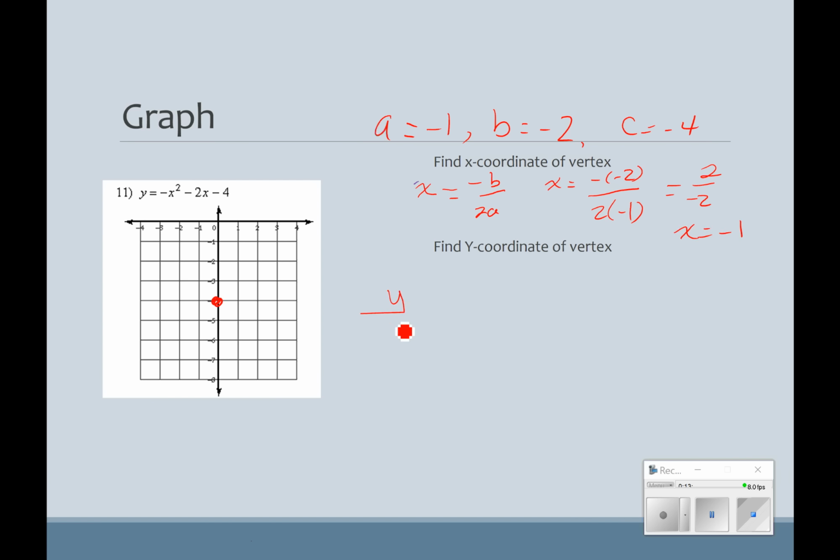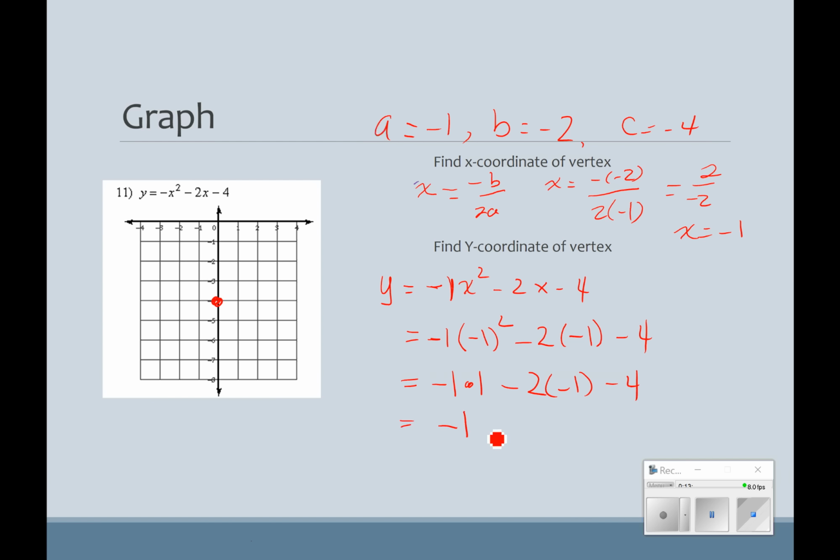Now I want you to be very careful with this negative sign. Remember, this negative x squared minus 2x minus 4, there is a 1 in front of there. So this is the same as saying negative 1 times x squared minus 2x minus 4. Now I'm going to sub in my negative 1. So I get negative 1 times negative 1 squared minus 2 times negative 1 minus 4. If I follow order of operations, I'm going to square the negative 1 first. It's going to give me positive 1. So negative 1 times 1 minus 2 times negative 1 minus 4 is going to give me negative 1 minus negative 2 minus 4. Plus, plus, it's going to give me negative 3. So my vertex is going to be negative 1, negative 3, right here.